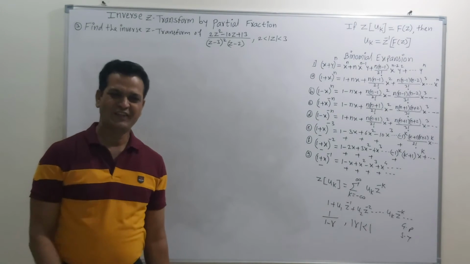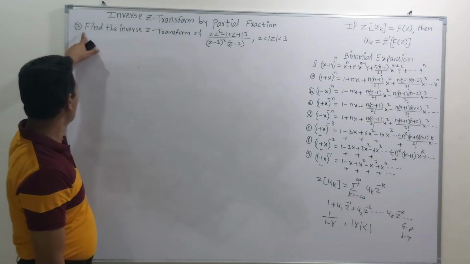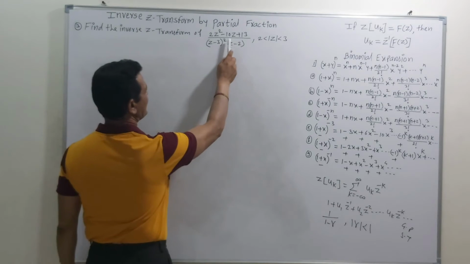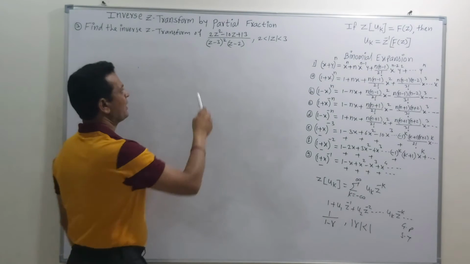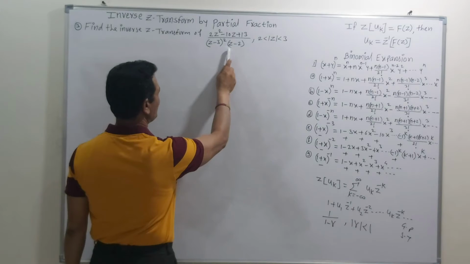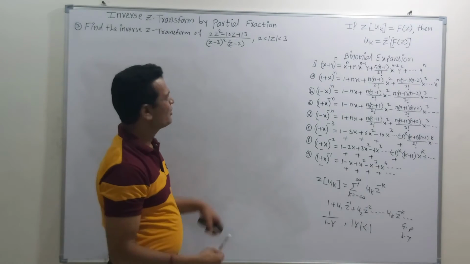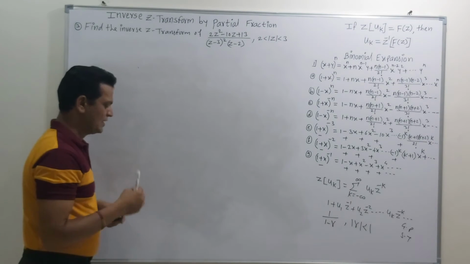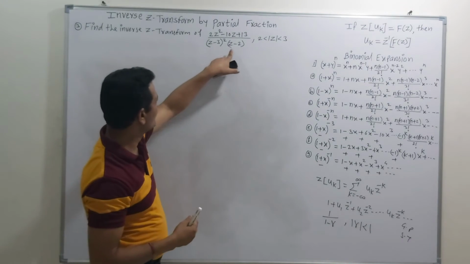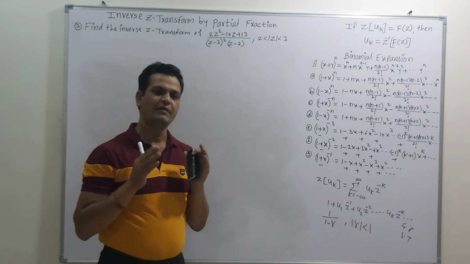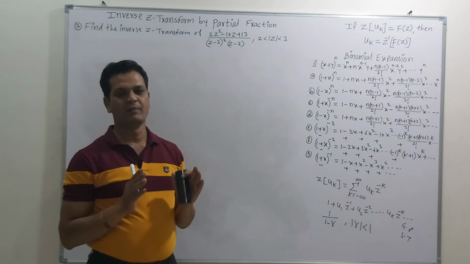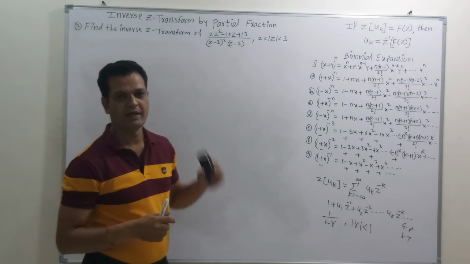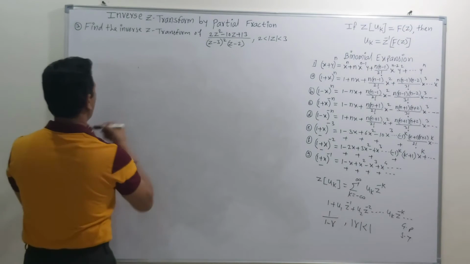Now friends, let's take the third example. Find the inverse Z transformation of (2z² - 10z + 13) divided by (z - 3)²(z - 2), and the region of convergence is 2 < |z| < 3. Here two terms are present in the denominator. Whenever two or more terms are available in the denominator, we apply inverse Z transformation by partial fractions. So first do the partial fraction.